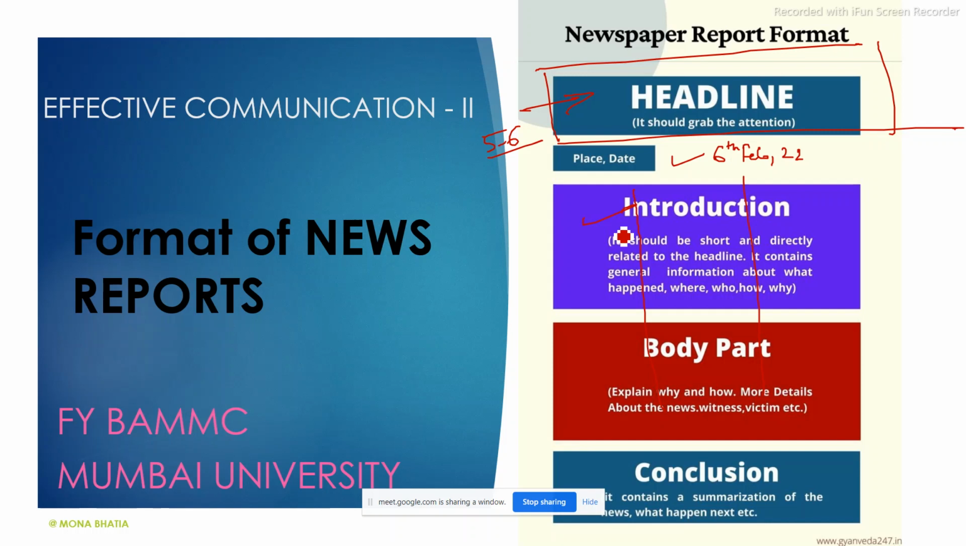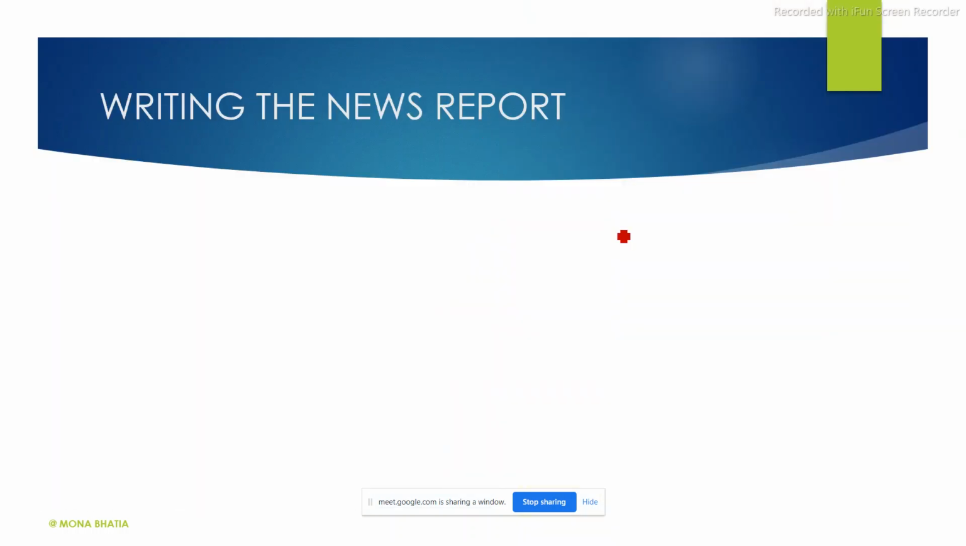Okay, now moving ahead, writing the news report basically. So what is it we should know? Headline, as I mentioned just now, you should be good with your headlines. Okay, your introduction, middle and conclusion. Intro, and then body part, and then conclusion. The same thing that I have just said, I'm repeating it here.